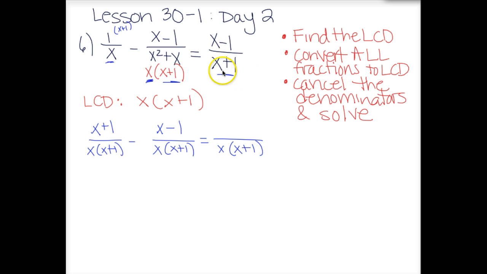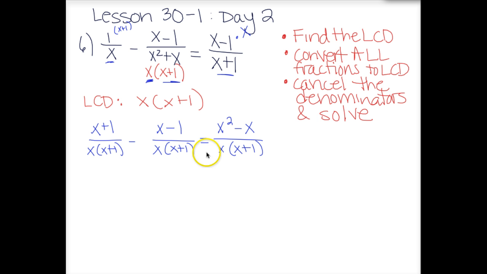Third fraction: in order to go from this original to this LCD, I had to multiply by x, so I'm going to do the same on the top. Remember, when you're multiplying a binomial times x, you're distributing it, so that gives you x squared minus x. All right, I found the LCD. I converted all fractions to the LCD.